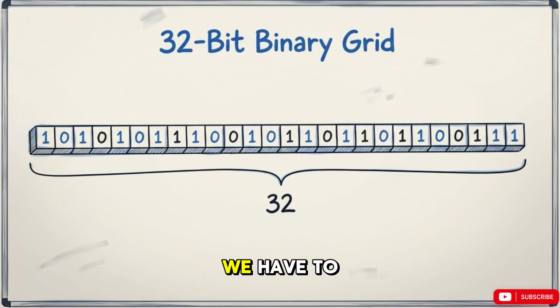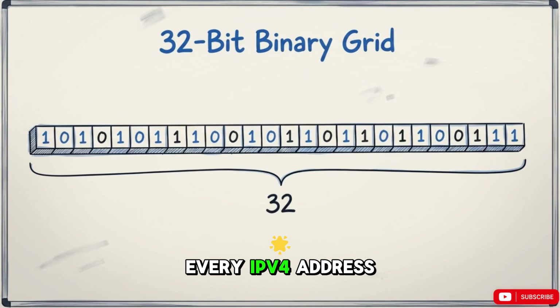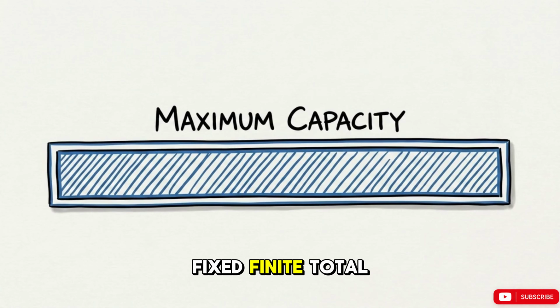To understand why, we have to start with the baseline rule of the Internet Protocol. Every IPv4 address is exactly 32 bits long. This represents a fixed, finite total space. You cannot create more bits. You can only decide how to use them.